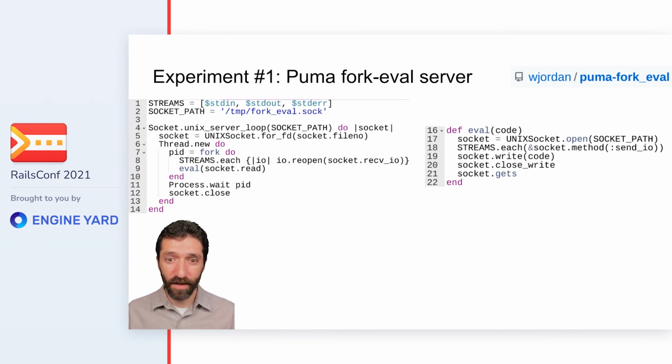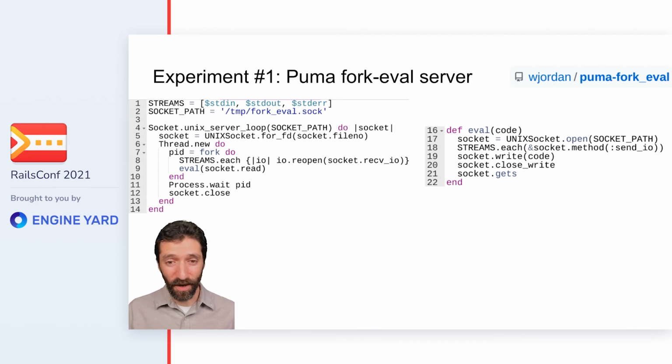Within this fork, the child process replaces its standard in, standard out, and standard error streams using reopen with 3 file descriptors that it receives through the receive_io command. Then it just reads a string from the socket until the client closes the connection and then calls eval on the string it received.